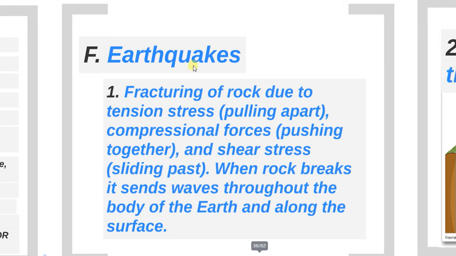All right, now when we're talking about earthquakes and we're talking about the tension stress where it's pulling apart, compressional forces where it's pushing together, and shear forces, you might be thinking about boundaries. And you might be thinking, okay, well, tension stress where it's pulling apart, that's got to be a divergent boundary. Or compressional forces, that's got to be a convergent boundary. And shear stress, well, that's got to be a transform boundary. Yes and no, because earthquakes can happen anywhere.